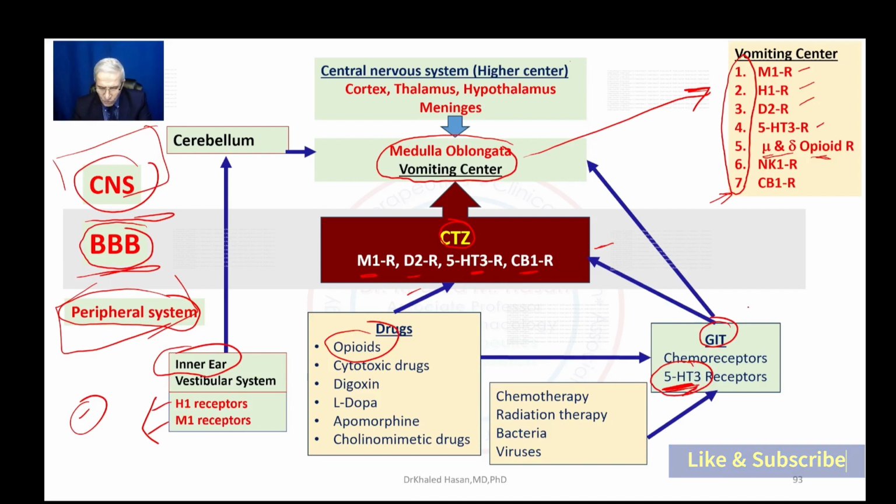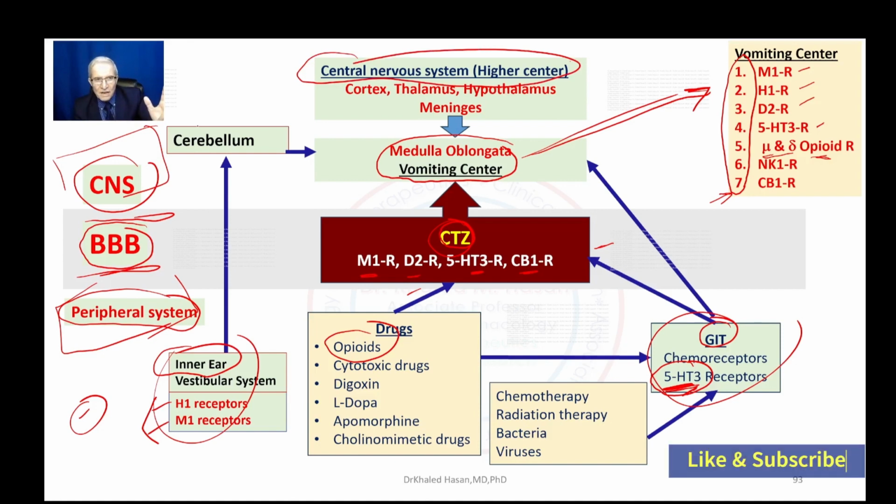So now we have covered almost the most related receptors: in the vomiting center, the CTZ, the inner ear, and the GI system. So you can see the interconnection between all these organs. And the last one here, we discussed the higher center, the cortex. Fear, smell, and pain may cause or induce vomiting.